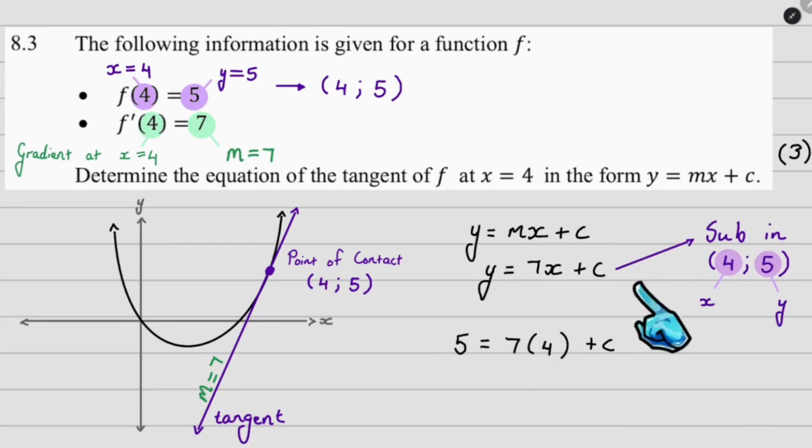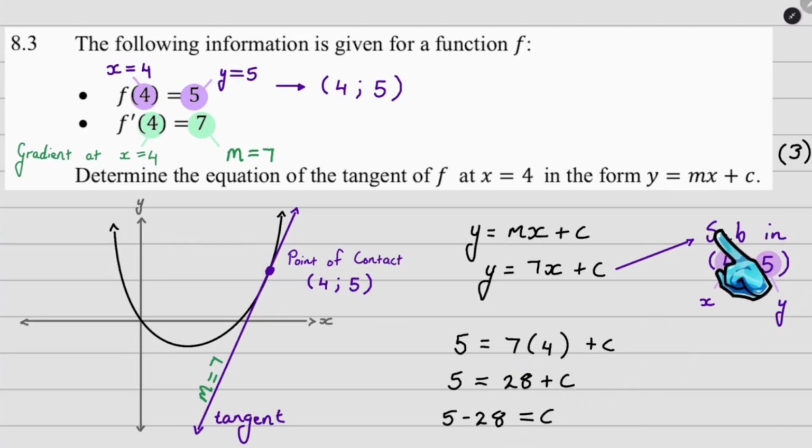So I change y to 5 because the second number in the coordinate is the y value. And I change this x to 4 because the first number in the coordinate is the x value. And then 7 times 4 is 28. And then I'm just going to take this 28 over and it becomes minus 28. And 5 minus 28 is minus 23. Triple check that with your calculator.